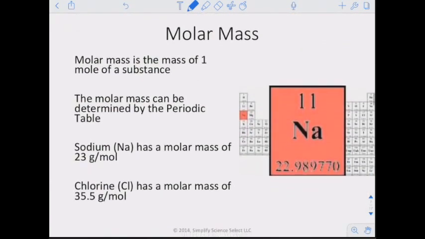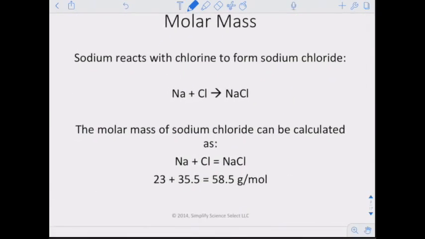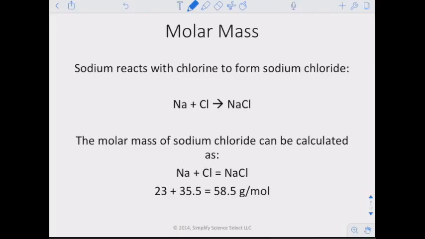So, molar mass: we know that 1 mole is that many atoms, 6.02 times 10 to the 23rd, and molar mass is the mass of those atoms. Molar mass is the mass of 1 mole of the substance. The molar mass can be determined from the periodic table. That's where we find our molar masses. For instance, sodium has a molar mass of 23, chlorine has a molar mass of 35.45. That's what it says on the periodic table. We can combine those molar masses for compounds: we have 23 for sodium and 35.45 for chlorine, so sodium chloride has a mass of 58.5.